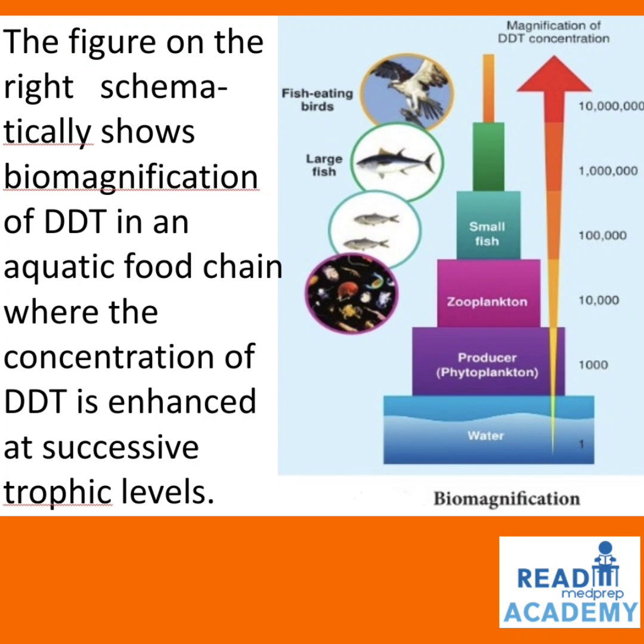And when we move above the pyramid, it becomes 10 lakhs for large fishes. And the fish-eating birds which carry off the fish have around 100 lakhs of DDT concentration. This is how the DDT concentration goes up, increasing in the pyramid scale at each trophic level.